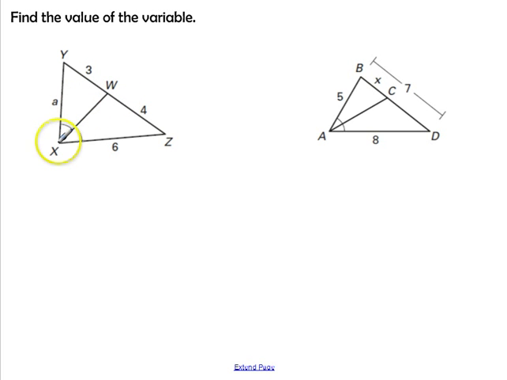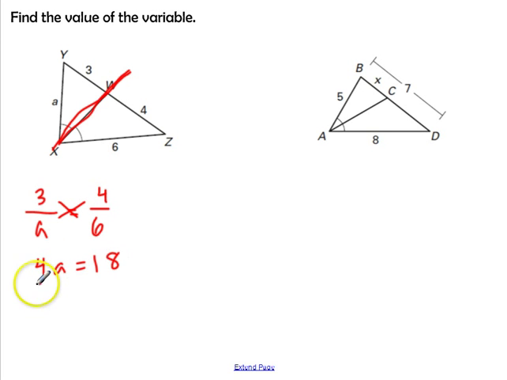So here we need to find the value of the variable. So I'm going to go ahead and define that angle bisector, because this is what's going to split the triangle into the four different segments. So this first one, I'm going to set it up with these two segments. If I put the far side 3 over this side A, that corresponds to the far side 4 over this side 6. And then we can cross multiply and solve, so we get 4A is equal to 18. And when you divide by 4 on both sides, we get A is equal to 4.5.